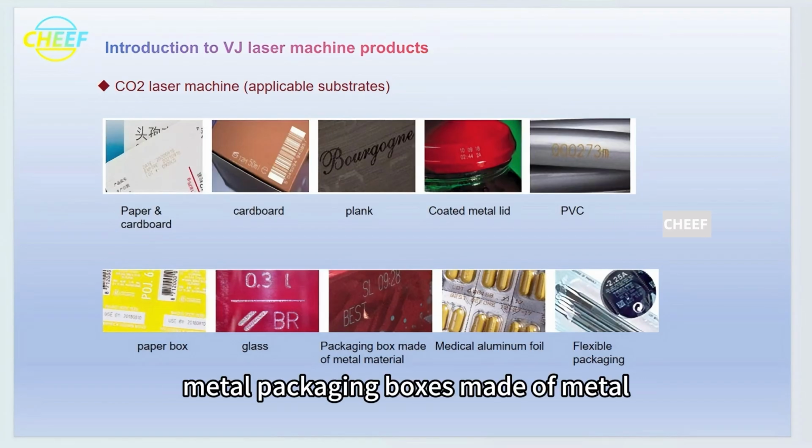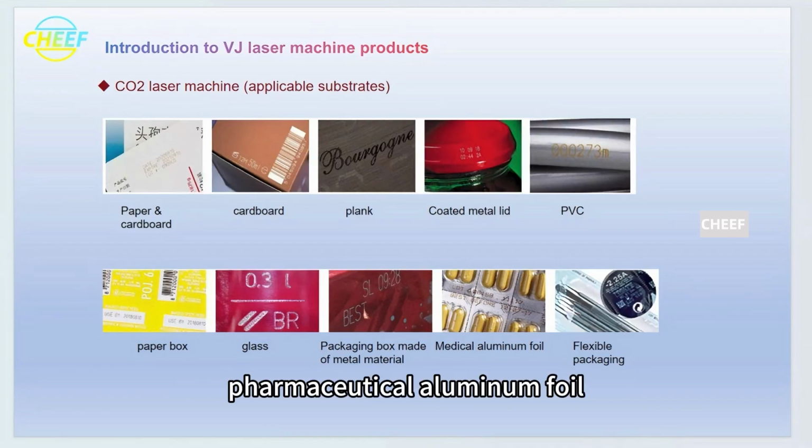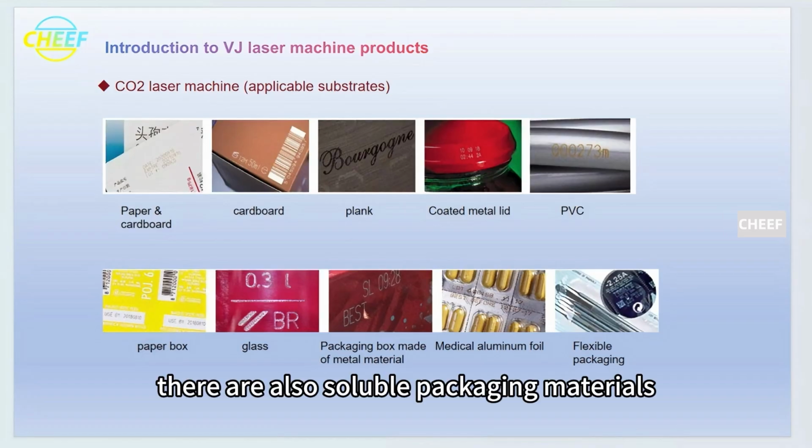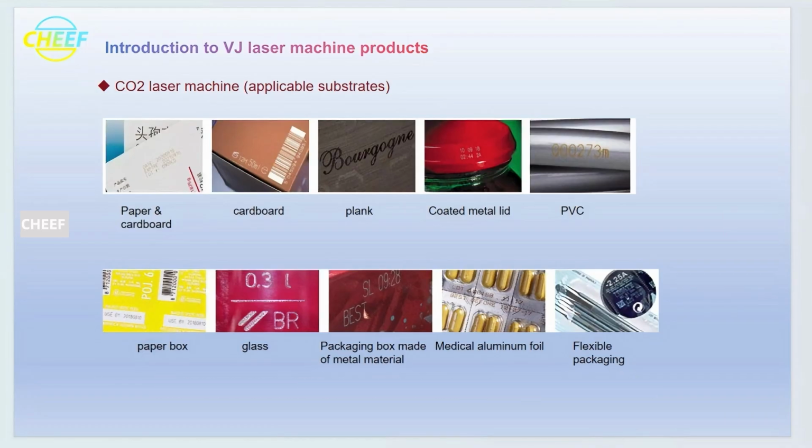Metal. Packaging boxes made of metal, metal packaging boxes, pharmaceutical aluminum foil. There are also soluble packaging materials, soluble packaging.